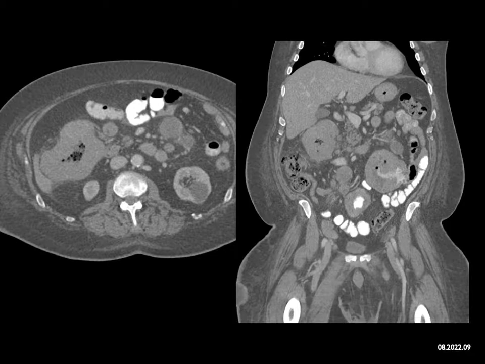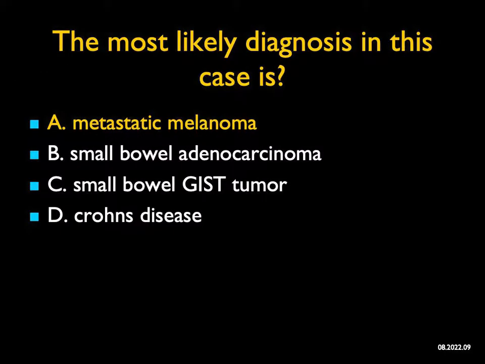GIST tumors also tend to be exophytic, not this differential infiltration. Also, GIST tumors tend to be solitary. This is surely not Crohn's disease. The differential diagnosis would be lymphoma versus melanoma. Remember, metastatic melanoma, small bowel, often multiple lesions. Lymphoma can be multiple. Lymphoma, as well as melanoma, can have bulky adenopathy. And in many ways, lymphoma and melanoma can mirror the appearance of each other. Since the only choice here is a metastatic melanoma, that indeed is the correct answer.